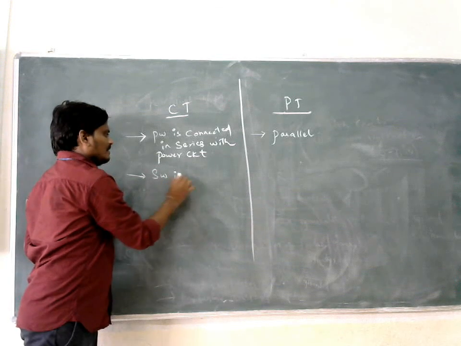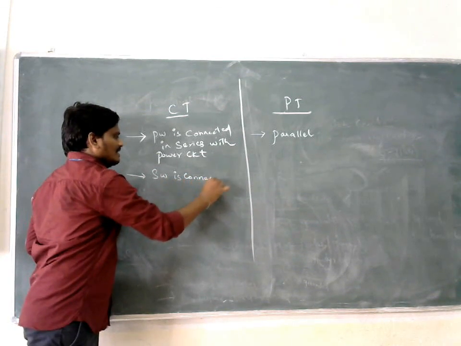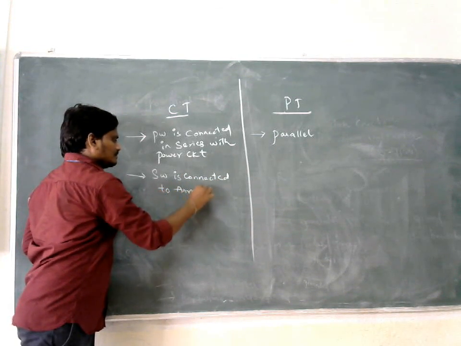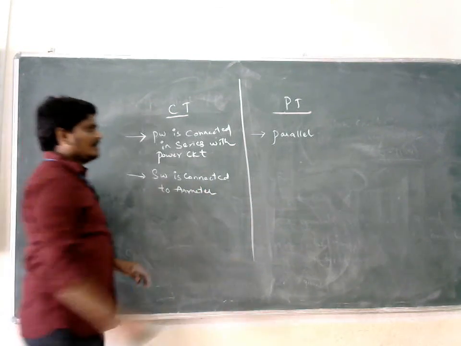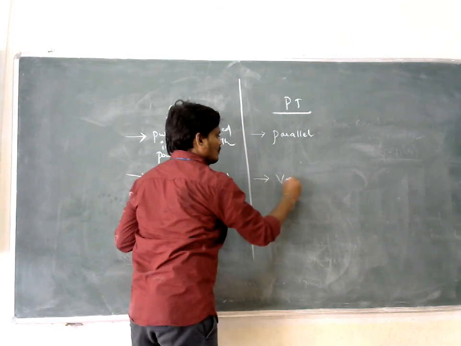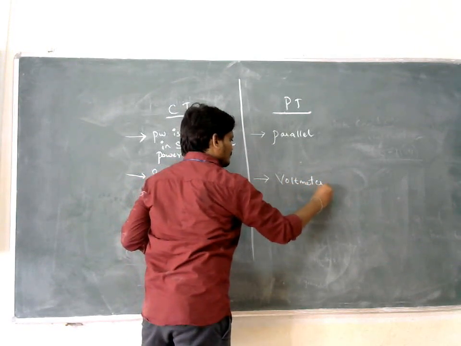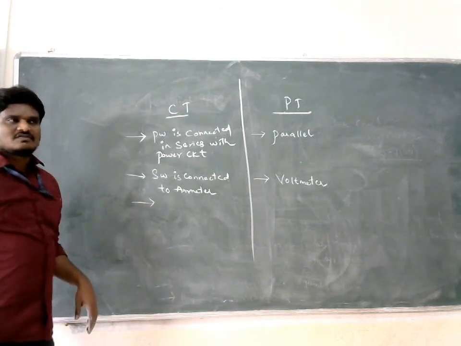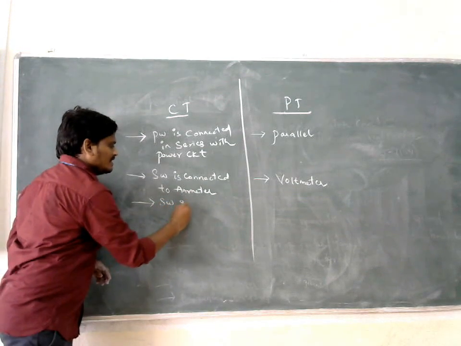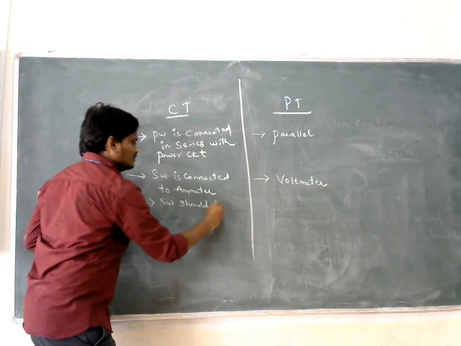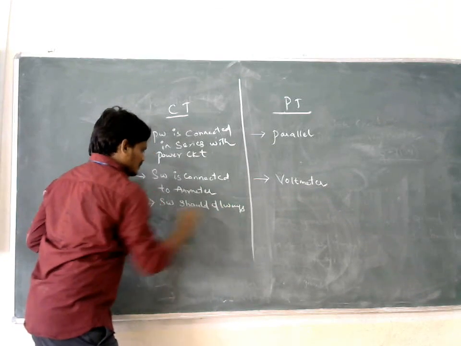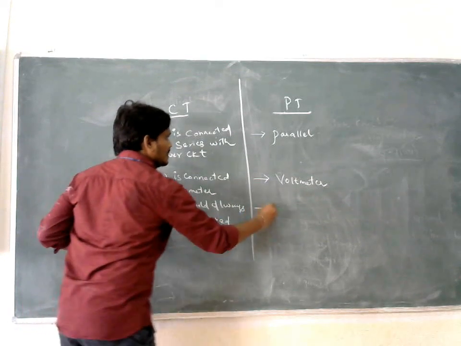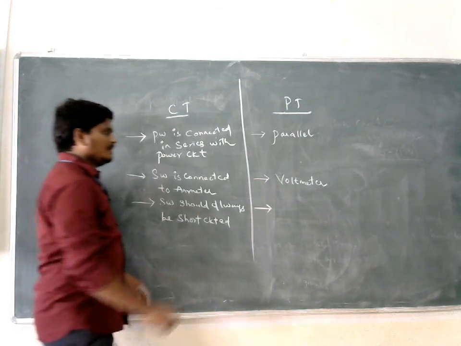The secondary winding of CT is connected to an ammeter, and the secondary winding of PT is connected to a voltmeter. In case of a current transformer, the secondary winding should always be short circuited. In case of a potential transformer, it should be open circuited.